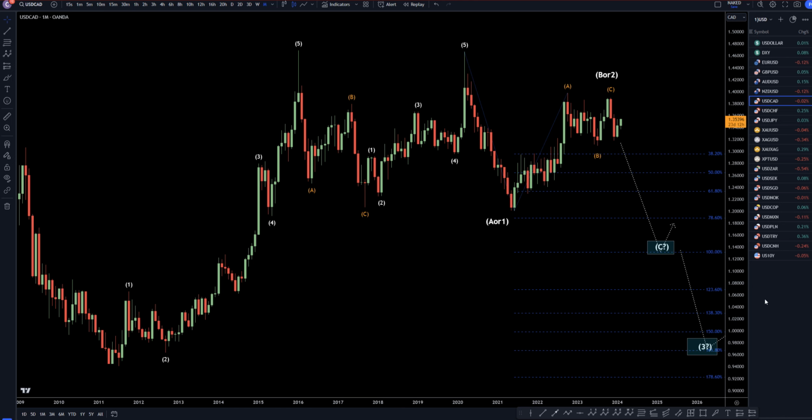Today is Tuesday, February 6th, and this is my analysis of the US dollar Canadian, starting on the monthly, working my way down to the 1 hour time frame for the full top-down analysis.